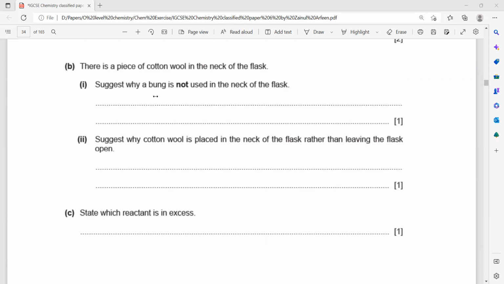So, suggest why a bung is not used in the neck. Because it's not letting the gas escape. So it won't let the gas escape, or it will prevent the gas from escaping, or the gas cannot escape. So the mass does not change.